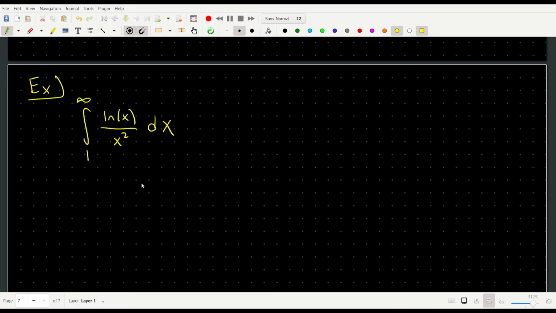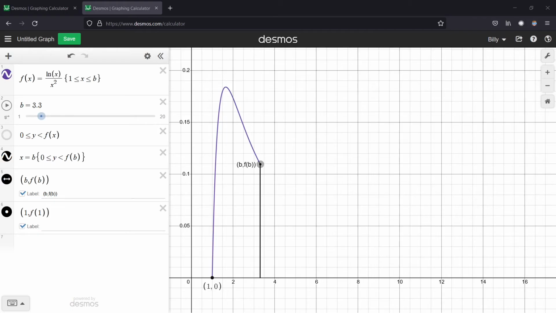Now, to give us some idea of what this is going to look like, I'll jump over to Desmos for a sec just to get a visualization of this. It's not always necessary to do this, but it does help a little bit, especially as we're learning the material. So this is a plot of the function in purple here, ln of x over x squared, and I'm just plotting this on the interval from 1 to b, so I can move this b around and we can get more or less of the function depending on if we want it.